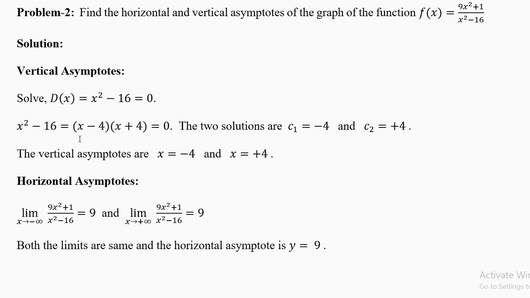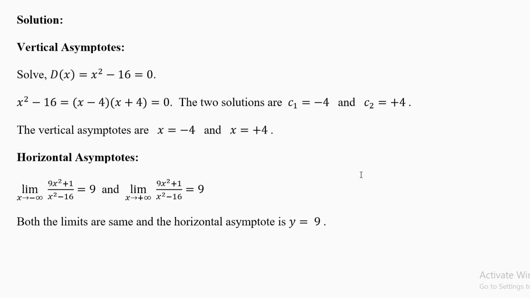Now x square minus 16 equal to x minus 4 into x plus 4. Use the two-term factorization. Put 16 in your calculator, the square root is 4, you put minus 4 one time, plus 4 one time, equal to 0. The two solutions are plus 4 and minus 4. When you solve x minus 4 equal to 0, you will get x equal to 4. When you solve x plus 4 equal to 0, you will get x equal to minus 4. We always write the small number first and the big number second. The two vertical asymptotes are x equal to minus 4 and x equal to plus 4. There is no need to write plus 4 here. I am writing it this time, not in the next question.